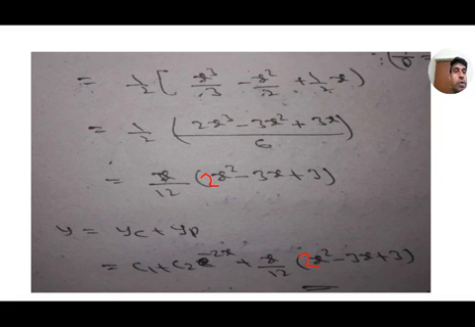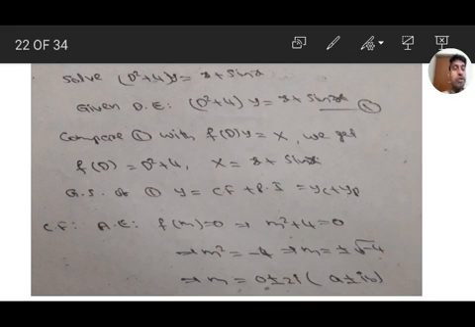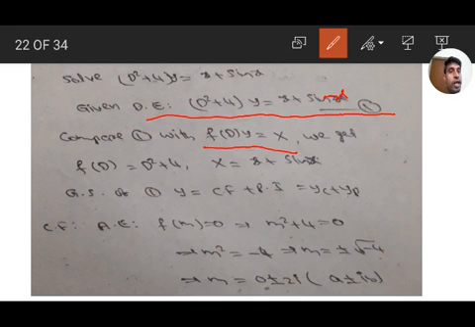Next, let us move on to the next problem. Solve (D square plus 4) y equal to x plus sin x. So the given differential equation is (D square plus 4) y equal to x plus sin x. X plus sin x, not 2x, x plus sin x. So equation 1. Compare equation 1 with the standard form f of D of y equal to capital X. We get f of D equal to D square plus 4, capital X equal to x plus sin x.